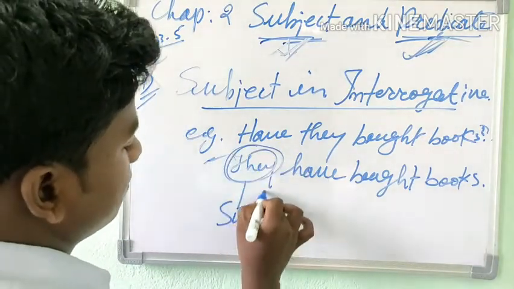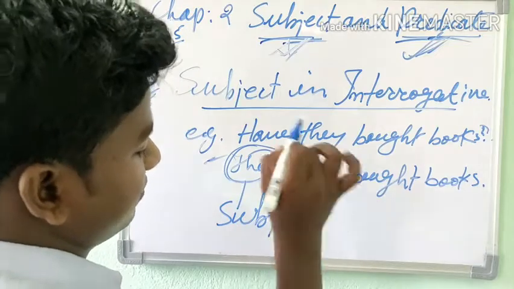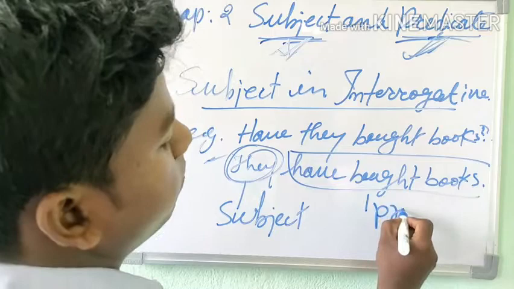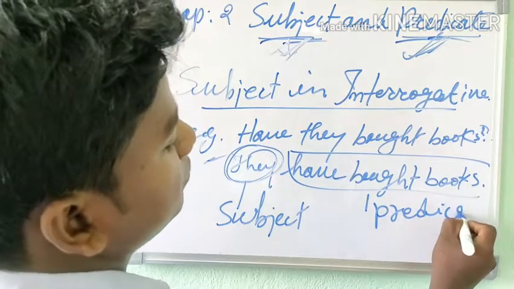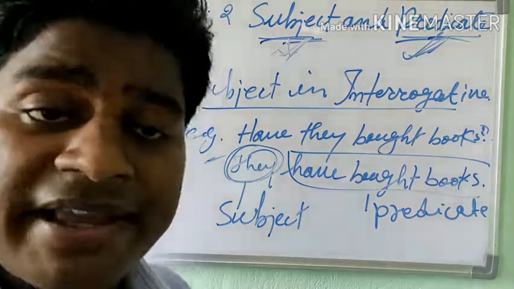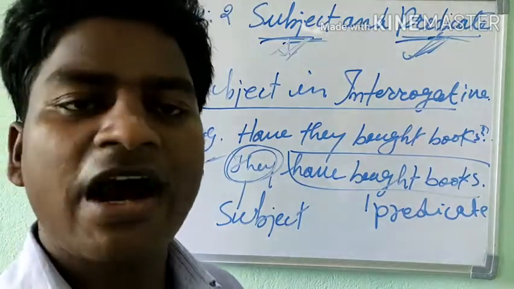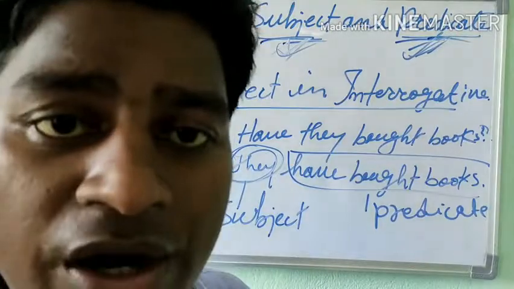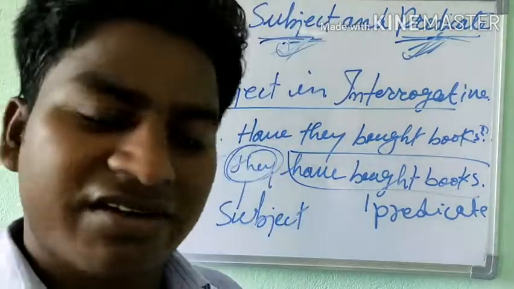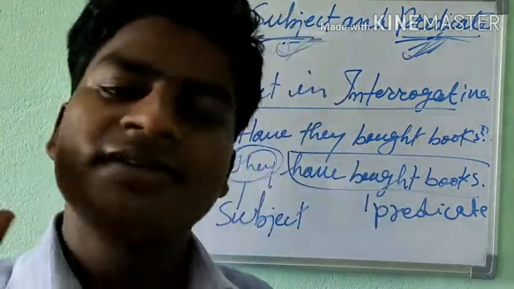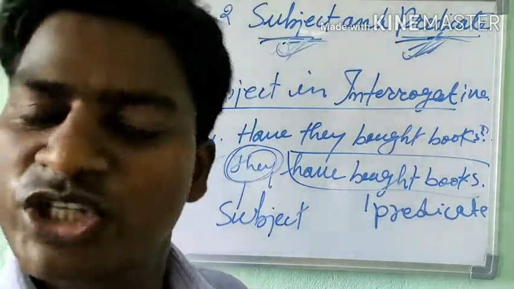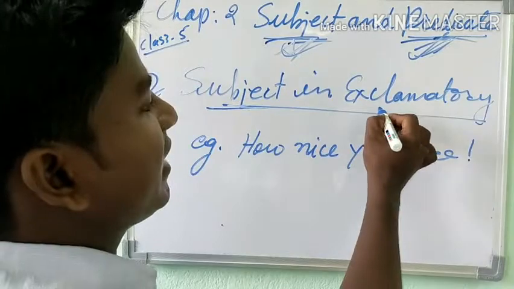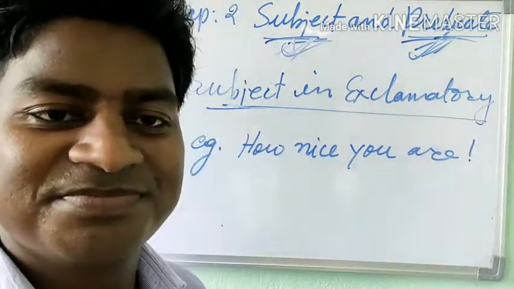Subject is they. And the rest of the things we can call predicate. Remember, in a sentence we have only two parts, subject and predicate. Once you have found the subject, the rest of the things, they all are predicate. Clear? Good.